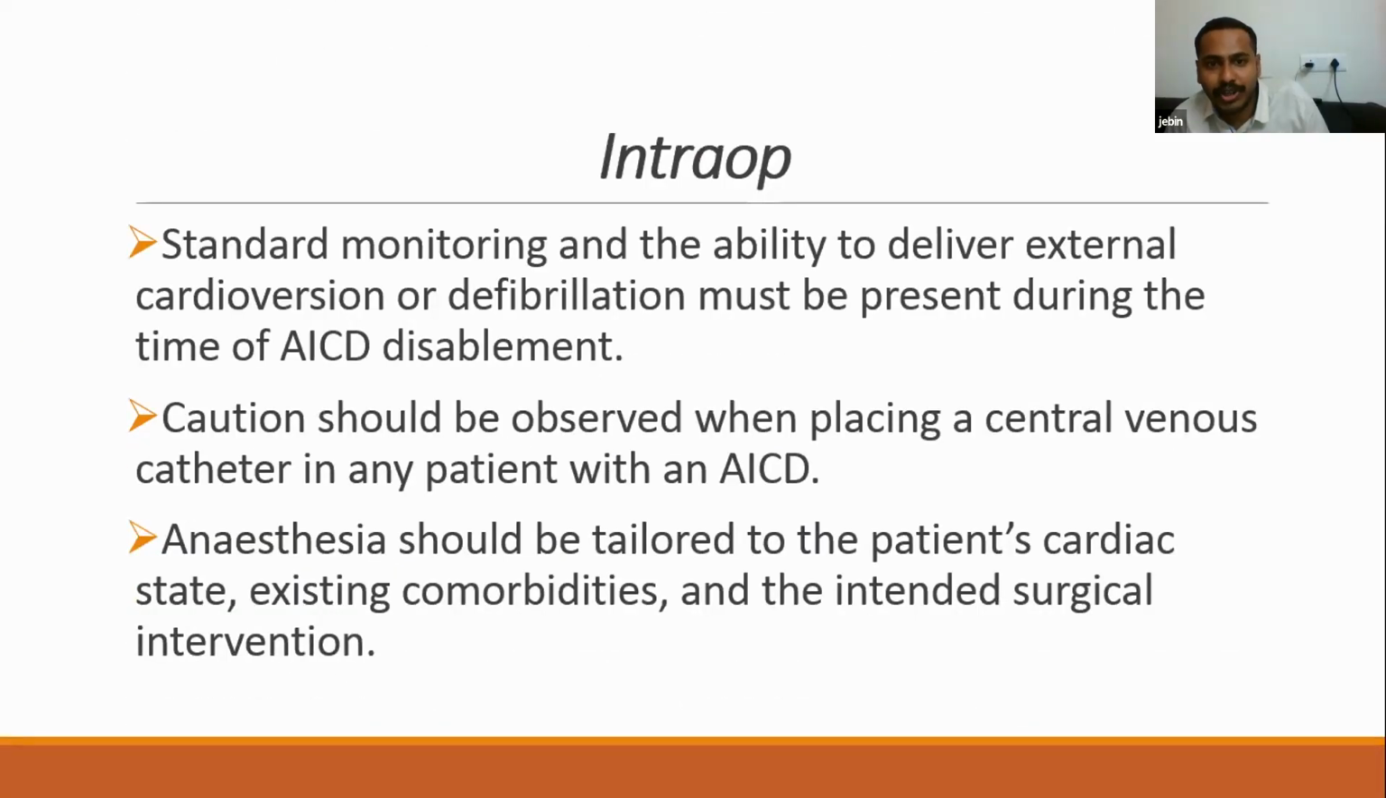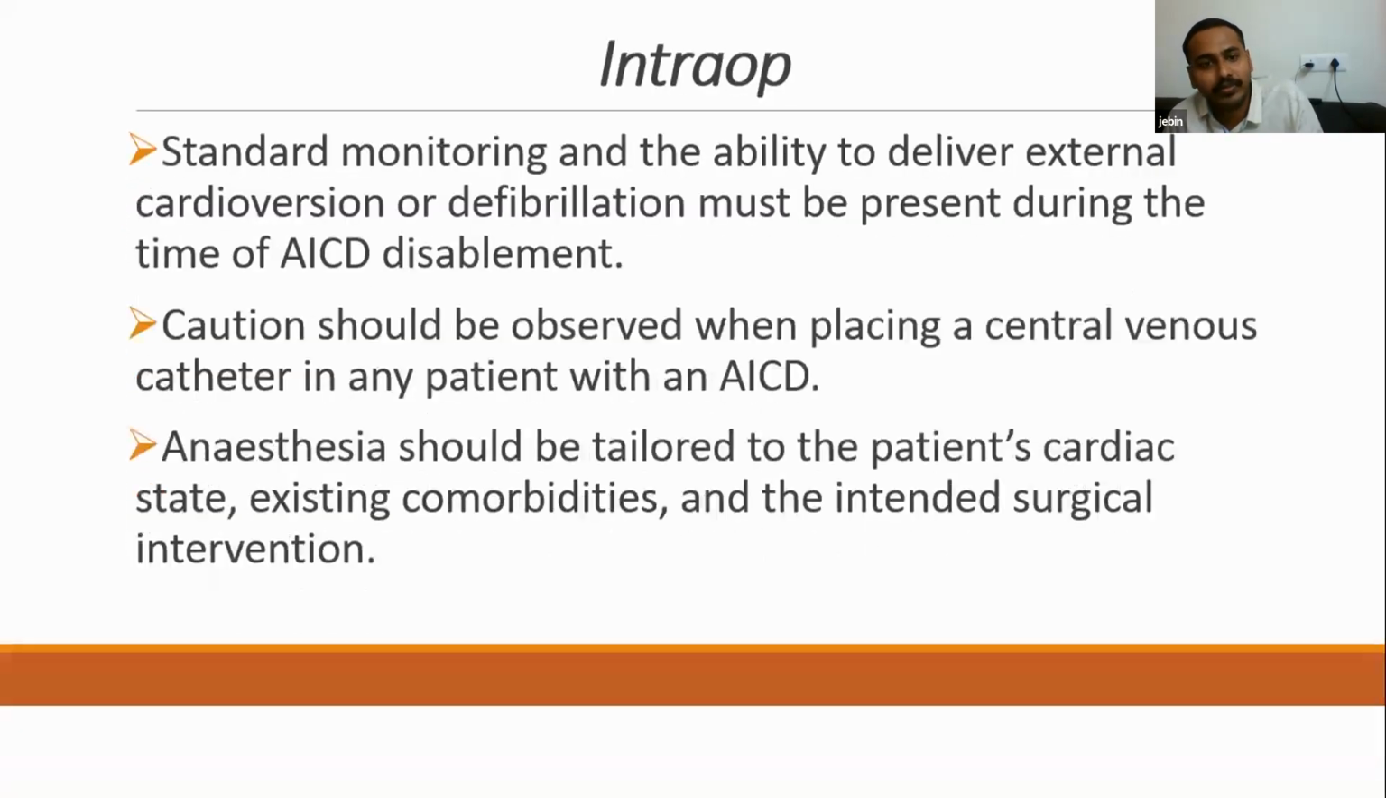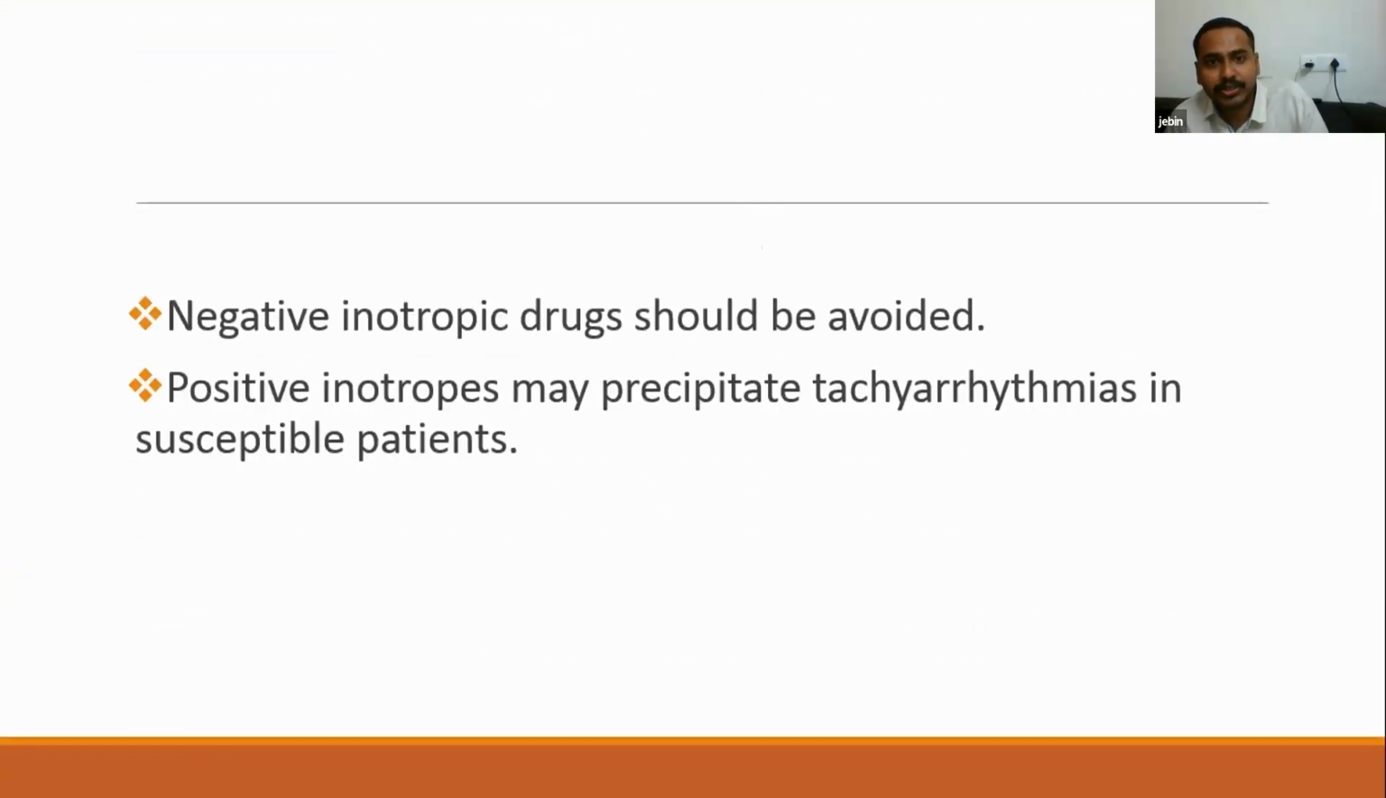Intraoperatively, standard monitoring and the ability to deliver external cardioversion or defibrillation must be present during the time of AICD disablement. Caution should be observed when placing a central venous catheter in any patient with an AICD. It may be falsely sensed as electromagnetic interference and an inappropriate shock may be delivered. Anesthesia should be tailored to the patient's cardiac state, existing comorbidities, and intended surgical intervention. Negative inotropes should be avoided, and positive inotropes may precipitate tachyarrhythmias in susceptible patients.